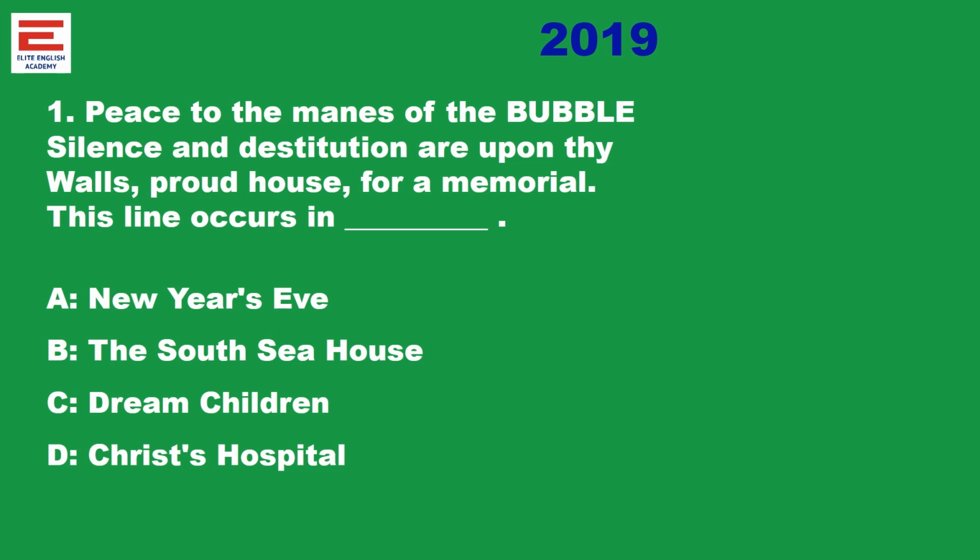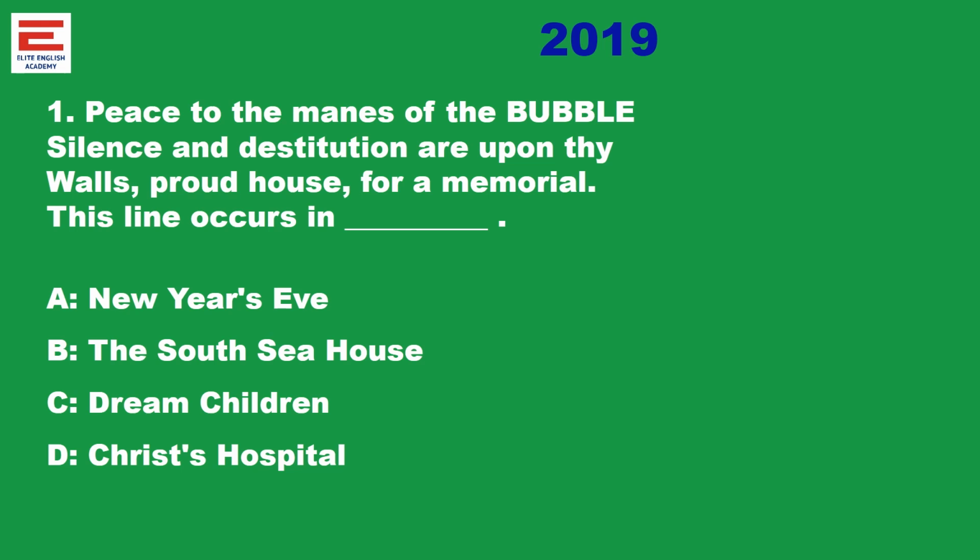First question: "Peace to the mansions of the bubble, silence and desolation are upon thy walls, proud house for a memorial." The line occurs in which essay? From the line, you can easily understand it is about a house. From the given options, New Year's Eve, The South Sea House, Dream Children, Christ's Hospital, probably this is one of the easy questions, because the options are very limited. It is from Essays of Elia, and that too from the given portion.